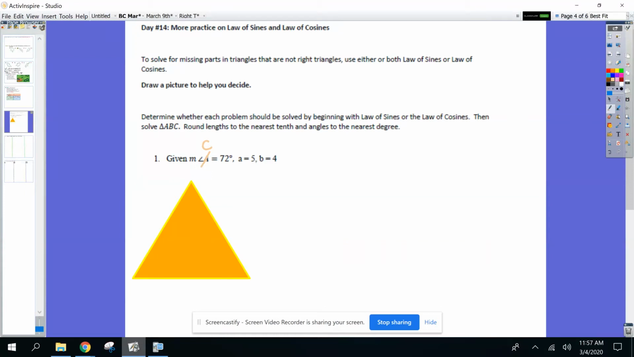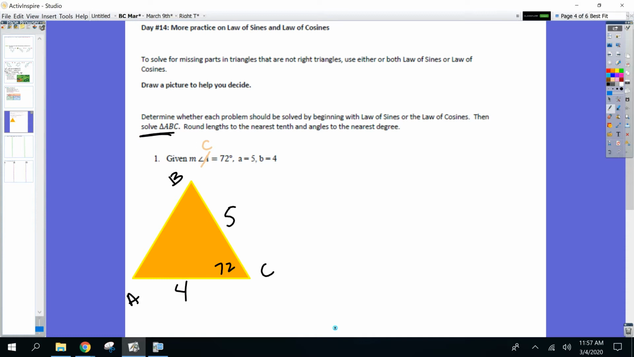Okay. Again, for number one, make sure you change angle A to angle C equals 72. And just give me a sec. Set up my diagram. A, B, C, 72, 5, and 4. All right. And the directions are, let's solve the rest of it. Find all the missing angles and sides.